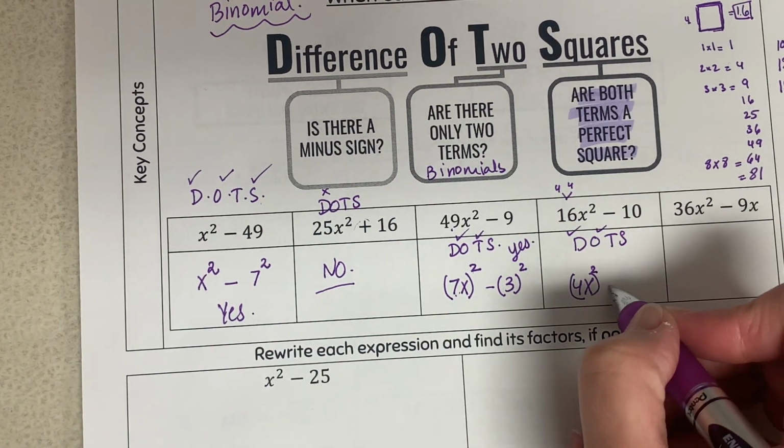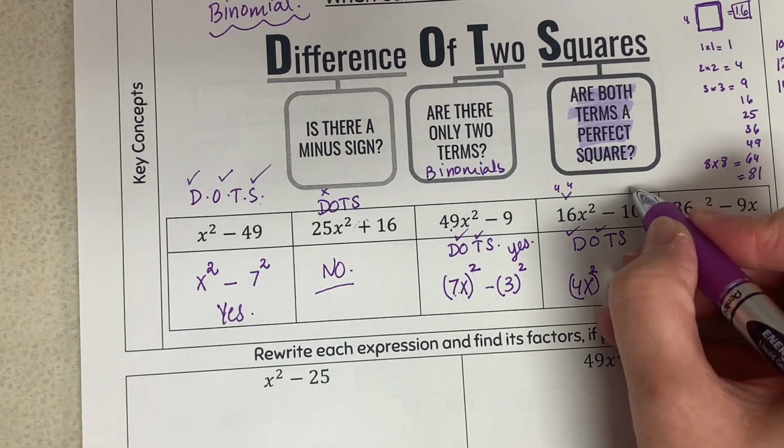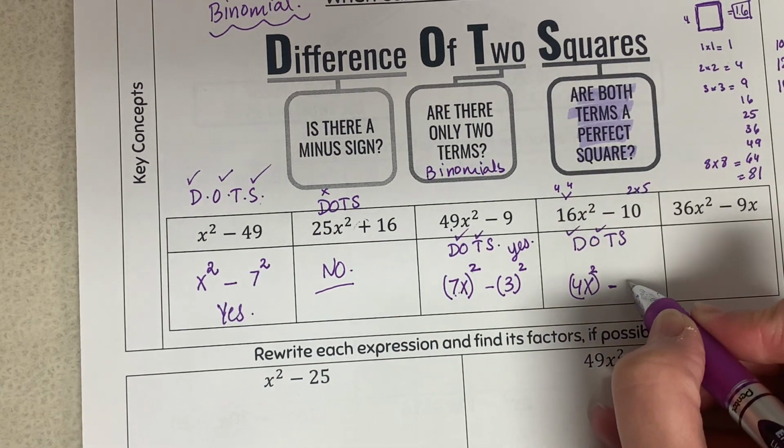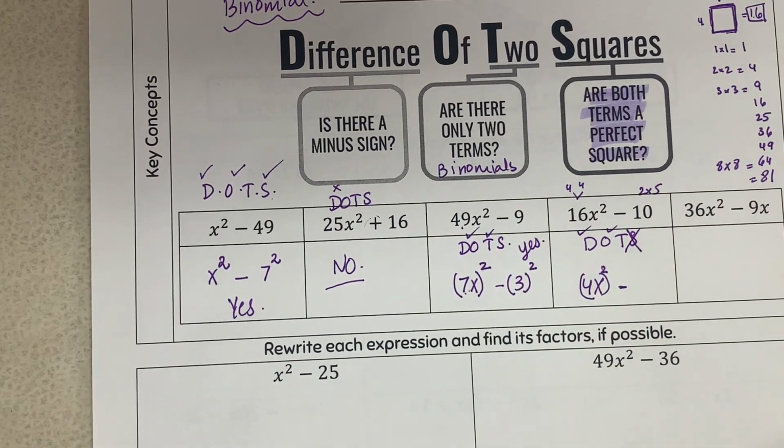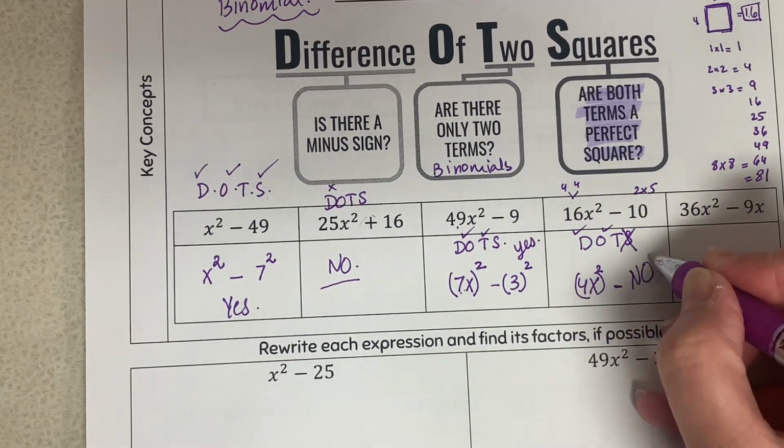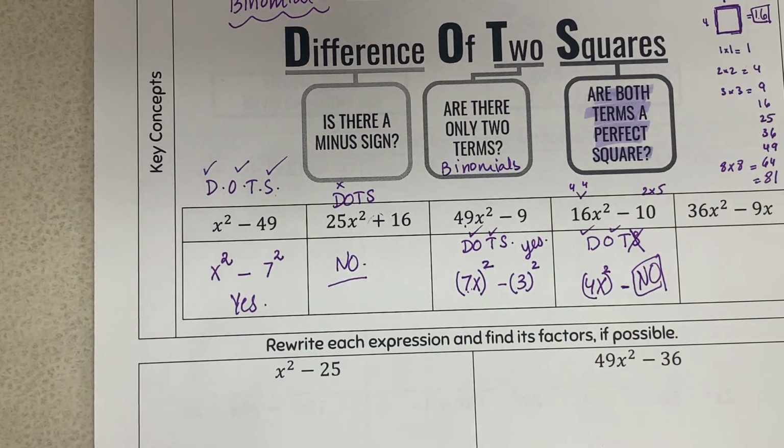And minus 10. 10 actually is 2 times 5. So no, it's not the perfect square of two numbers. So this one is not going to be that form. I can't apply a difference of two squares here.